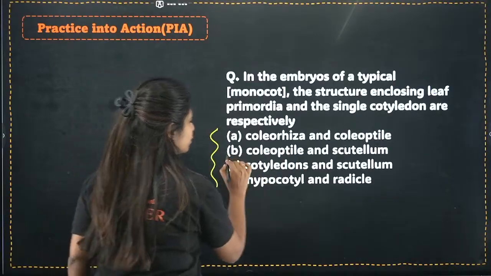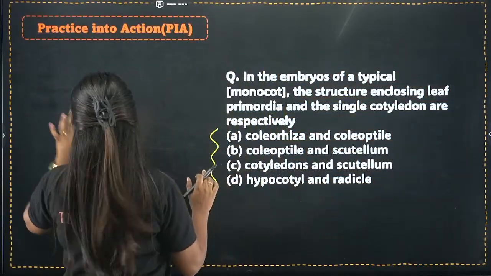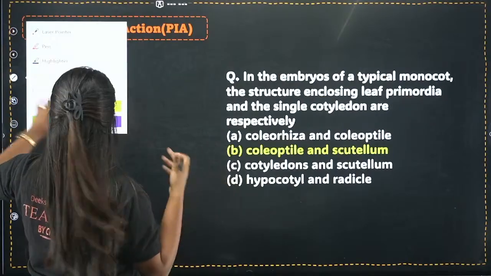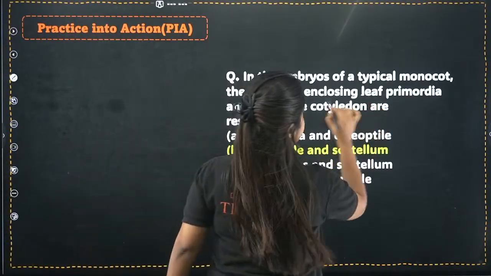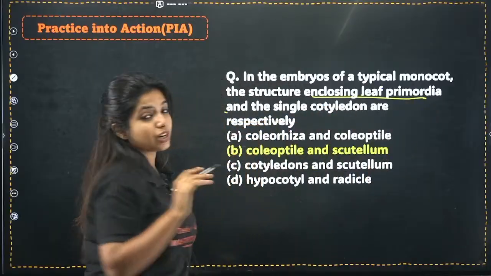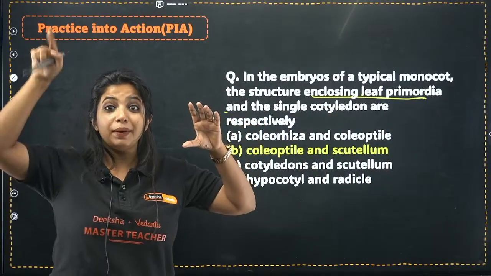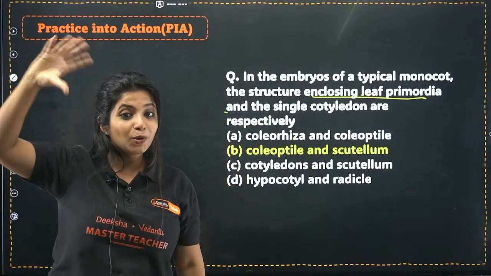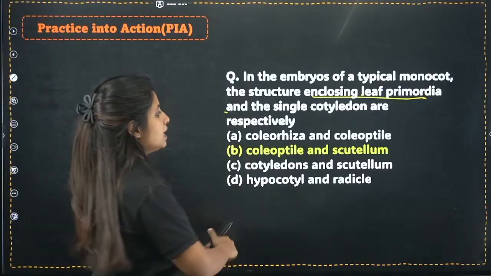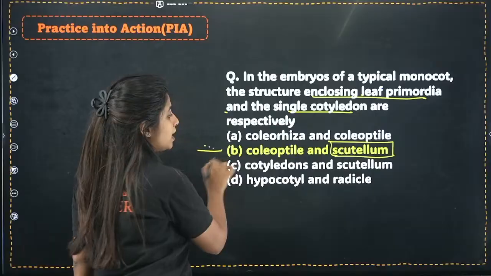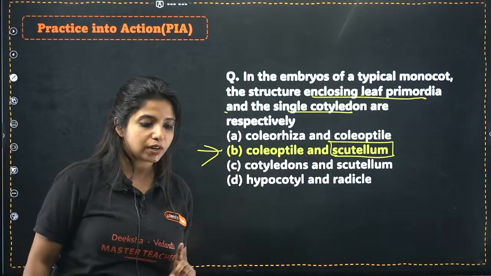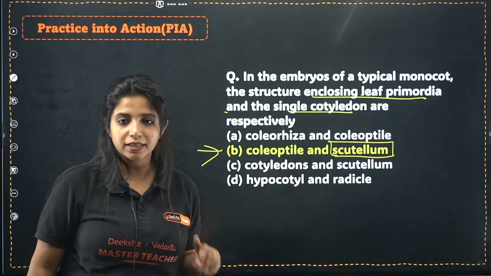But anyway, the answer for this question is going to be B itself. Why is it B? For those who do not understand and are shy to give the wrong answer, listen to me. The thing enclosing the leaf primordia we just studied, it is known as what? Coleoptile. P for plumule, P for coleoptile, remember? And the single cotyledon that you have, it has a separate name. As I told, it is known as scutellum. That is why this is your answer for the question. Okay, so don't mess it around.